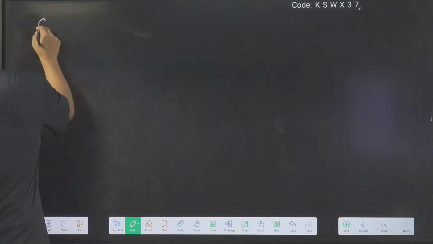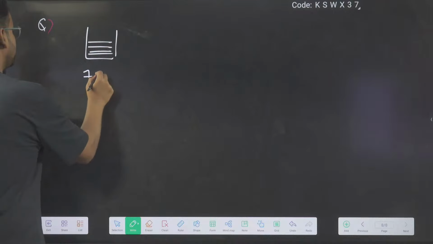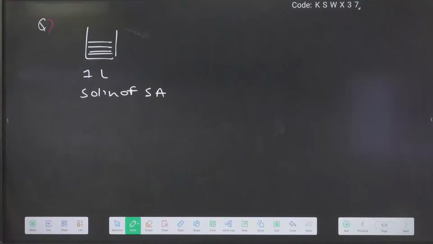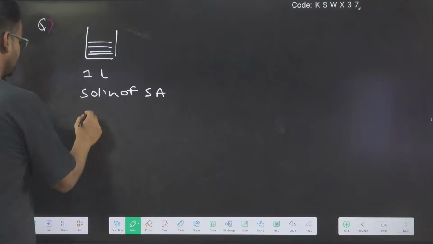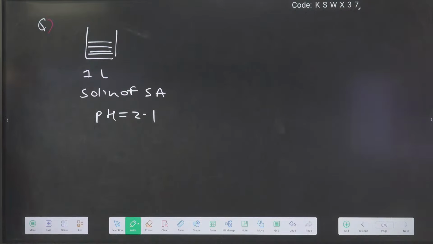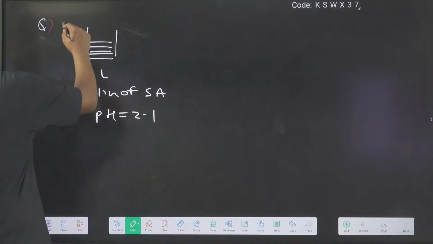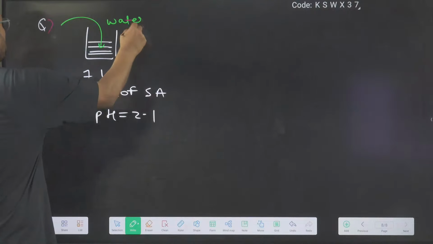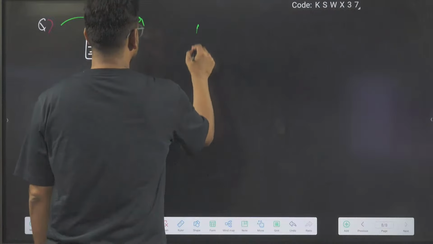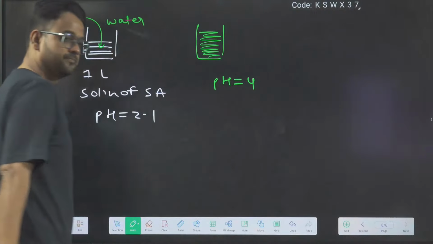Okay, so now boys and girls, we will do a question. I'm writing the question in short. You have 1 liter solution of strong acid whose pH is 2.1. Question is asking how much water should I add over here so that I get a new solution whose pH is 4.